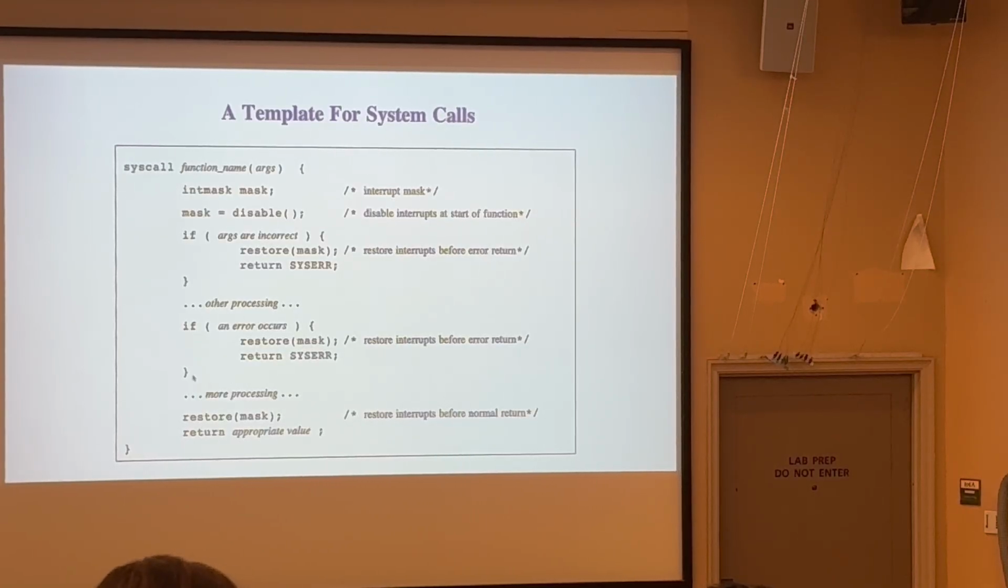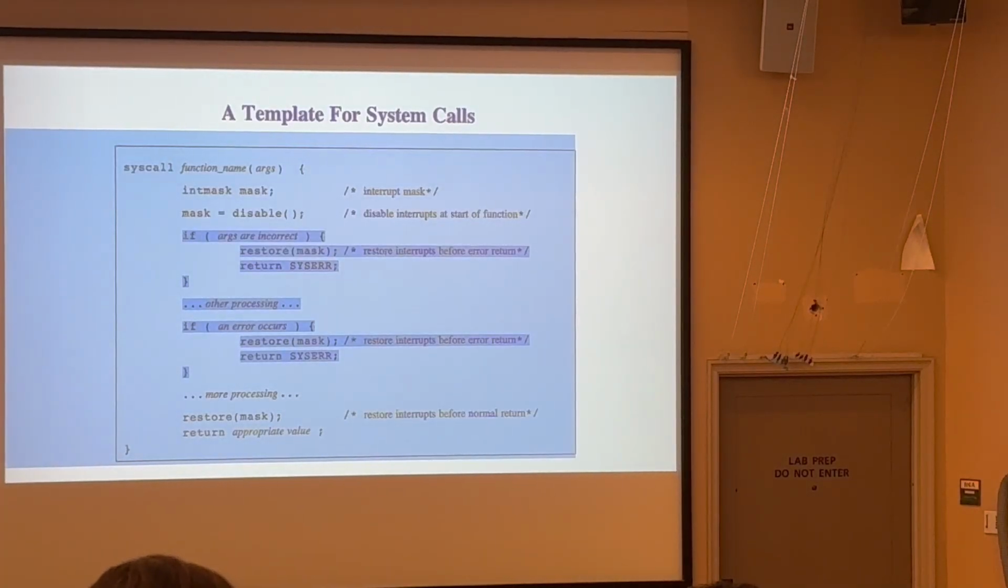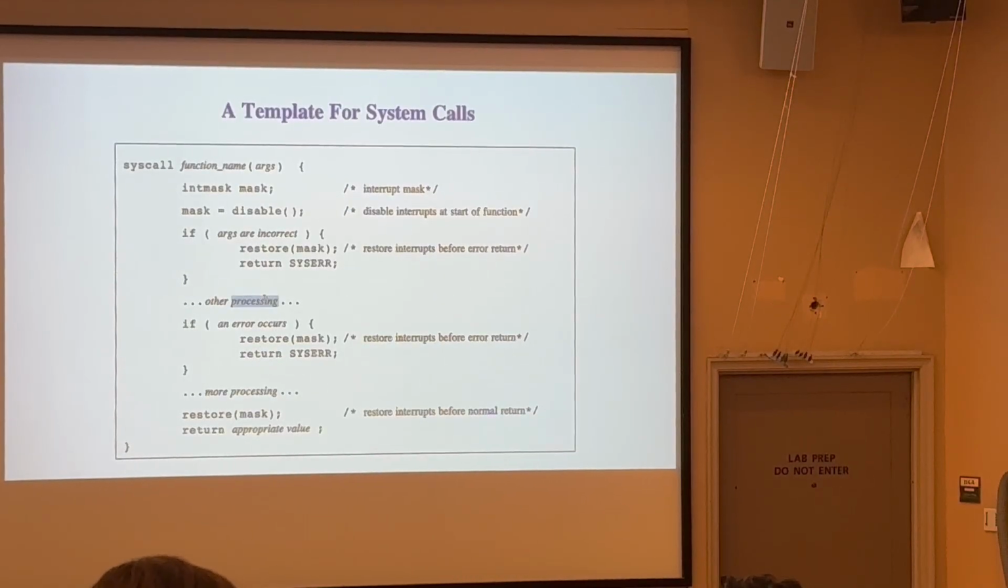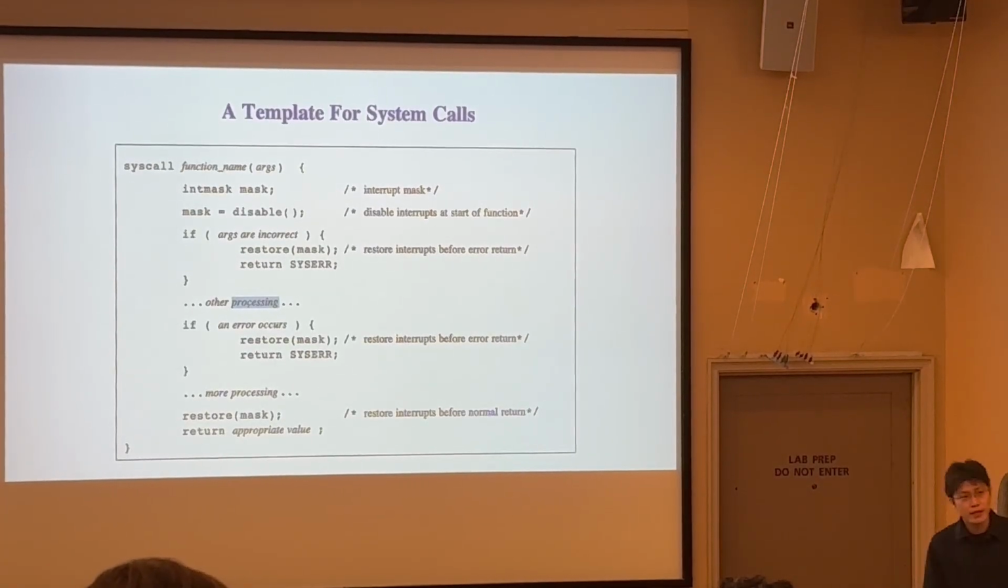Of course, in the middle, you have checks on the correctness of the arguments, and you also have error handling. If an error happened, you do some recovery or you report the error. And in the middle you do the real work for the system call. This is generally how you implement a system call.